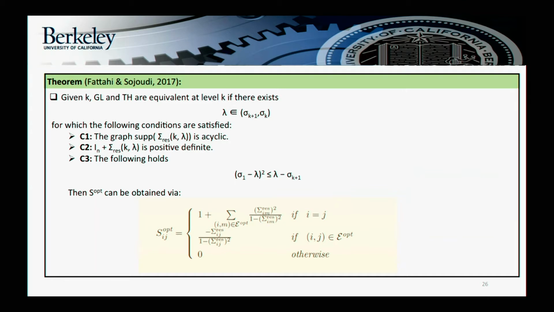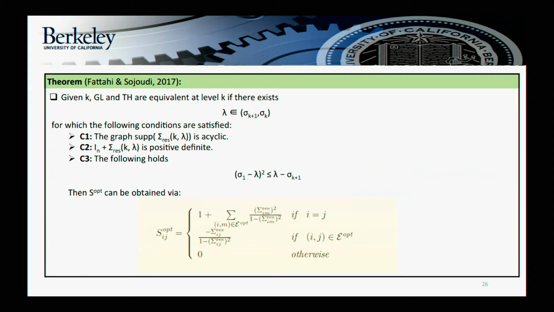The first condition says that the support graph of the thresholded matrix should be an acyclic graph. The second one says that this matrix should be positive definite, and that's the matrix we introduced in the previous slide. And the third condition says that this inequality should hold, which is an inequality defined by the largest magnitude entry of sample covariance and k plus 1 largest entry of sample covariance and the regularization parameter, which is easy to check. Then we can show that the optimal solution of graphical lasso can be obtained using this formula.